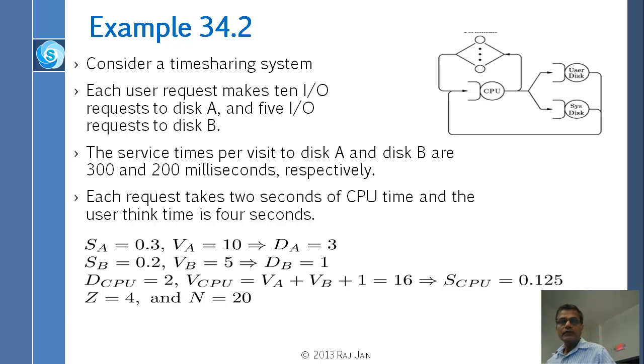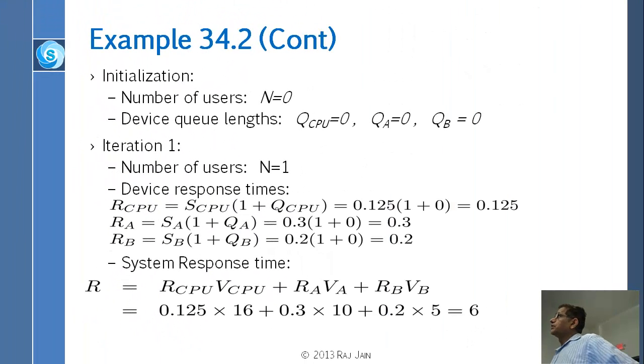Okay. So we can start with N equal to 0. If N equal to 0, then the Qs are equal to 0. Q_CPU 0, Q_A 0, Q_B is equal to 0. Now the first user comes in. So we put one user and we can calculate the response time for that user. The formula is very simple. R is equal to S times 1 plus the previous Q. Previous Q is 0, and therefore for this first user, the response time at the CPU is simply 0.125 seconds. Because there was no Q, it came in. The response time per visit, by the way, is 0.125.